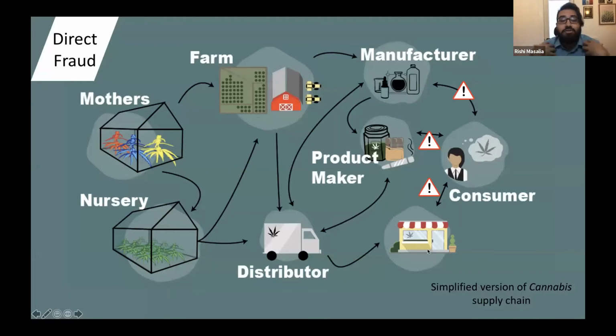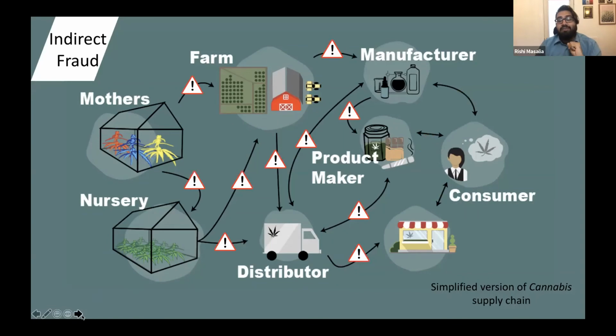So if you're a consumer, you can have direct fraud in your supply chain, where a dispensary or a product maker, product maker being anything from somebody who makes joints to somebody who makes edibles, manufacturer, somebody who makes tinctures or dabs or something like that, you can have fraud from those points to you, where somebody just changes the name or changes the label.